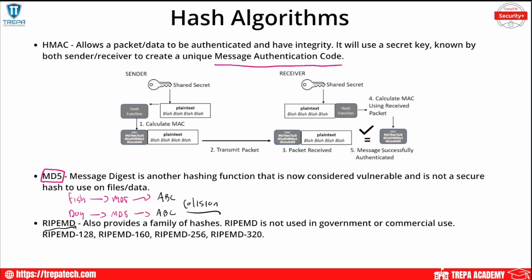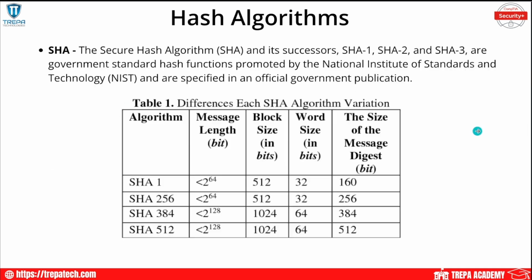Then we have RIPEMD. This is another family of hashes, and this is not used in government or commercial use. It's just another hashing algorithm that we may need to know about. So pretty much the gold standard now of hashing algorithms is SHA, the Secure Hash Algorithm. That's the NIST standard we use in the government, and it comes in different lengths. Obviously the higher the bit length, the stronger. So we have up to SHA-512.